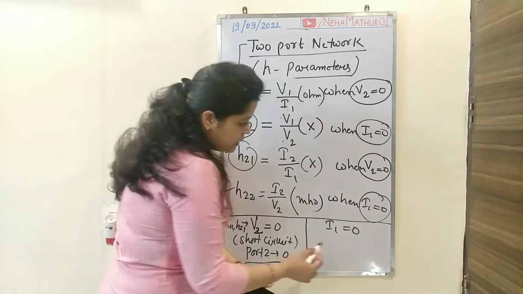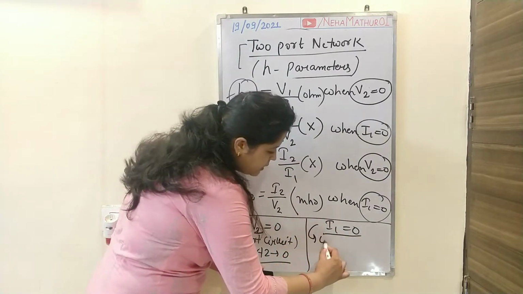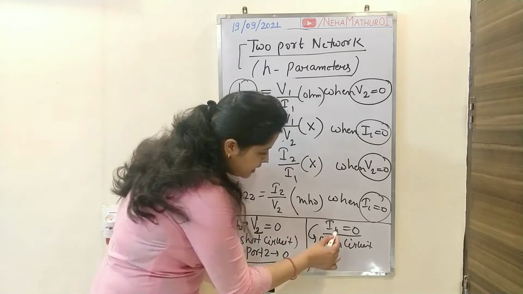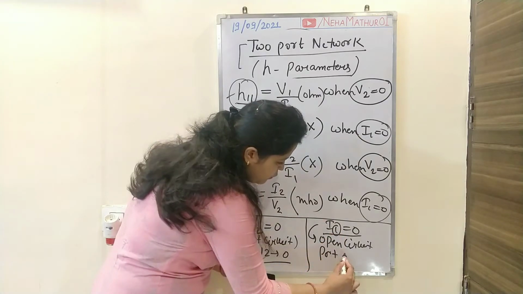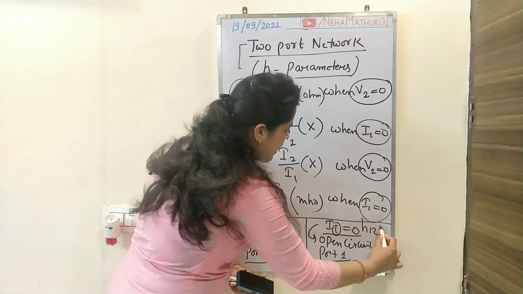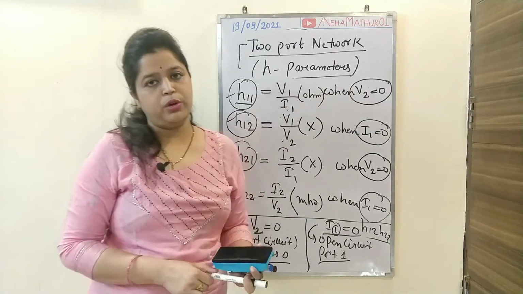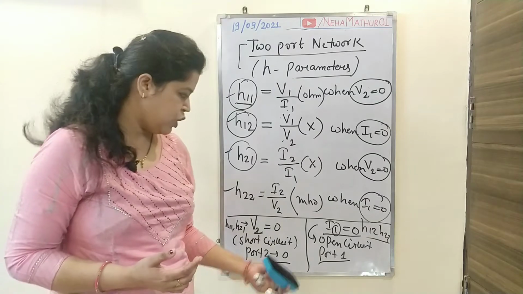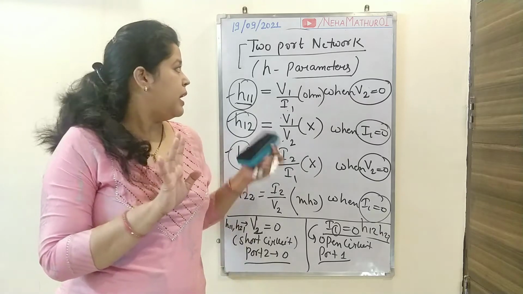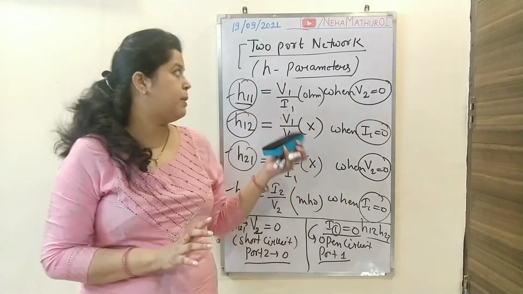Similarly, for the next two parameters, I am taking I1 is equal to 0. Since current is going to be 0, that means I will have to open circuit the relevant port, and this is I1, so the port will be port 1. So for the calculation of H12 and H22, we'll have to consider port 1 as an open circuit port. On the basis of this consideration, we will be able to find all the four H parameters, which are H11, H12, H21 and H22. This is all about the H parameter.